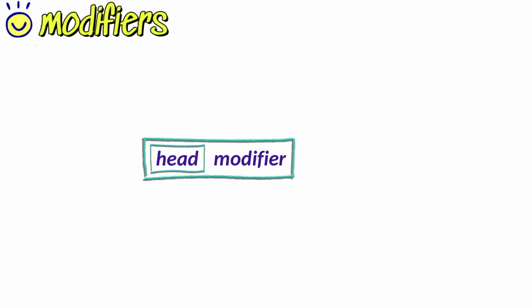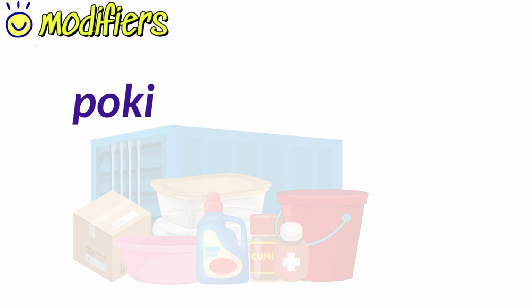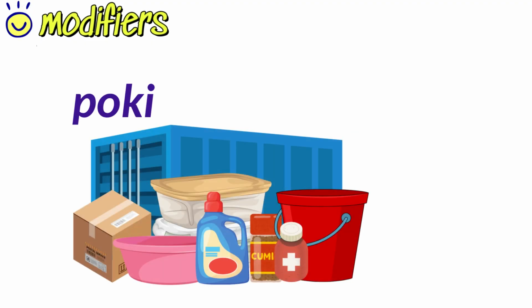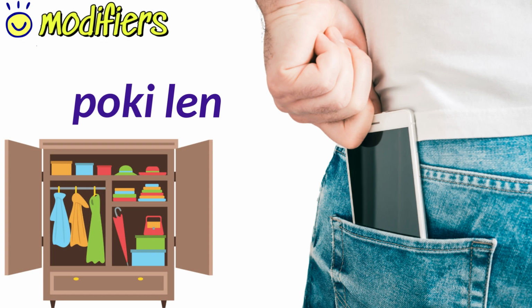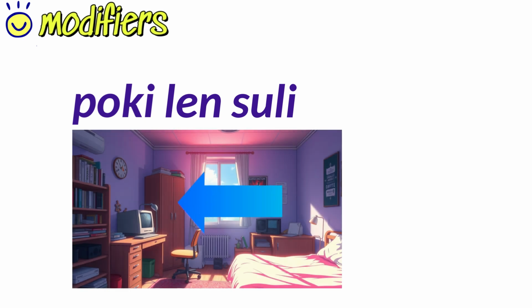You can add more than one modifier to a basic word. Each modifier builds on the full phrase that comes before it. Here's an example. Poki means a container or a box. Pokilen is a container related to clothes. It might be a wardrobe, but it could also be a pocket. Pokilen suli. The word suli indicates that the container is big. Together with the visual context, it becomes clear that altogether the word refers to the wardrobe in Philip's room.